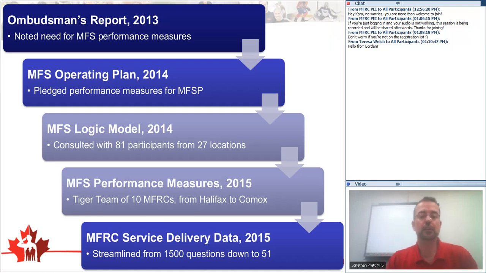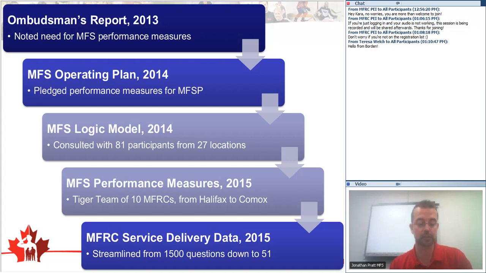So basically, you can see from the slide that it started with the Ombudsman's report in 2013, which indicated there was a real need for systematic and systemic performance measures for military family services on a recurring basis. So they really reinforced that, which then in the MFS operating plan in 2014, we incorporated those recommendations directly into the operating plan.